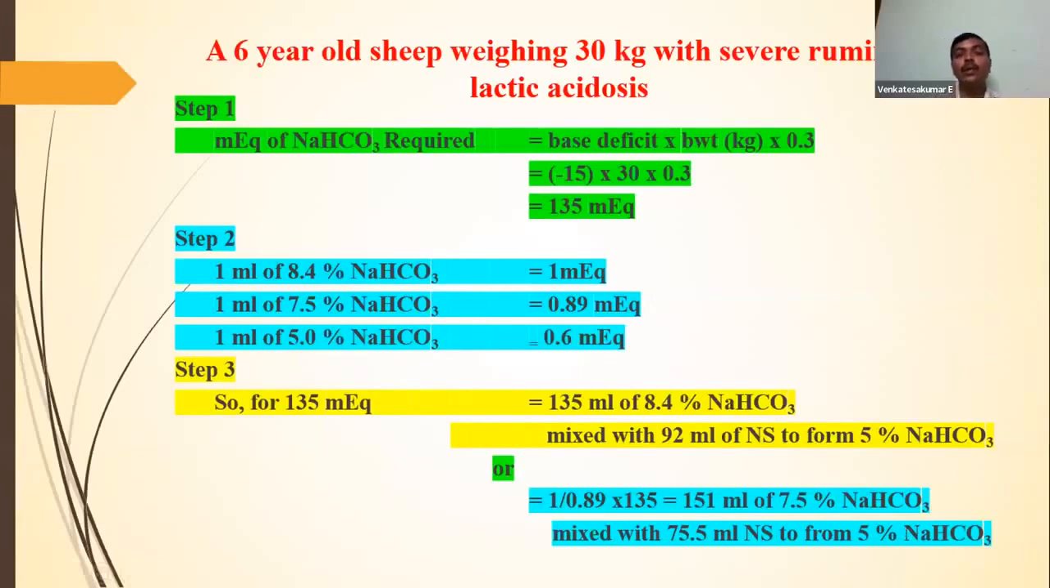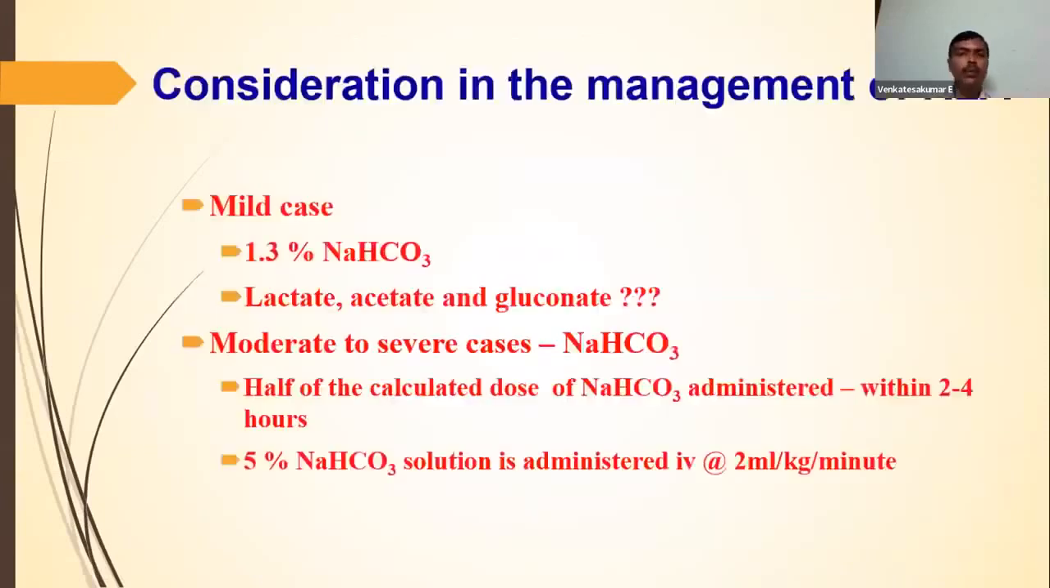This is the initial period. Half of the dose you have to give as the higher percentage, then you can go for 1.3% sodium bicarbonate for the remaining. What considerations can we apply while treating ruminant lactic acidosis cases? In mild cases, you have to give 1.3% sodium bicarbonate solution.